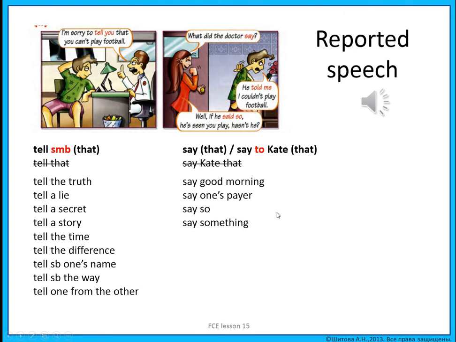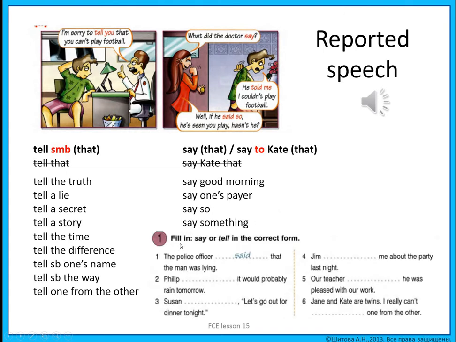Now let's practice it. Here's an exercise. Fill in say or tell in the correct form. The police officer said that the man was lying. Why do we use said here? Let's see. Okay. Just a second. Okay. There is no object here. So when you have no object, we use say.